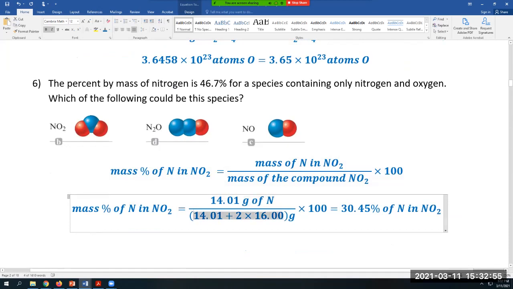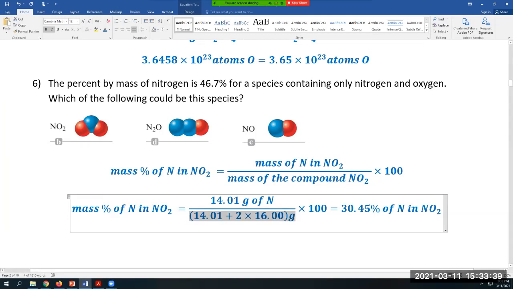And then on the bottom, it's like calculating the molar mass of the compound, and it's 2 times the molar mass of oxygen plus 1 times the molar mass of nitrogen, because the formula has 2 oxygens and 1 nitrogen. And you multiply by 100 because this is a mass percent. So when you're calculating percentages, you need to multiply by 100. So in the calculator, you do 14.01 divided by, and please don't forget to open the parentheses, 14.01 plus 2 times 16, close the parentheses, and then multiply by 100.